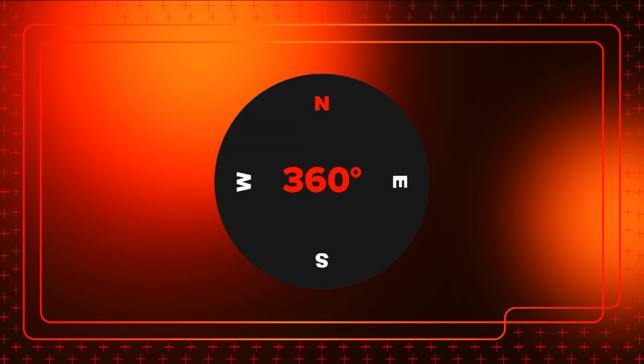We will now explain what each of the numbers and letters represent in terms of their heading degree. Starting with the cardinal points, north represents an angle of 360 degrees, east represents an angle of 90 degrees, south represents an angle of 180 degrees, and west represents an angle of 270 degrees.